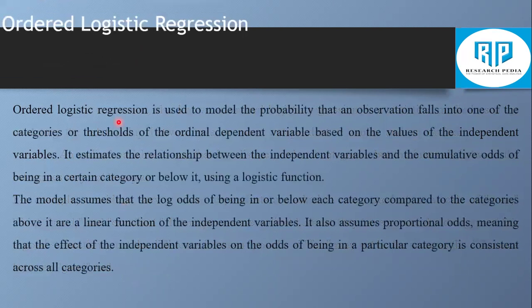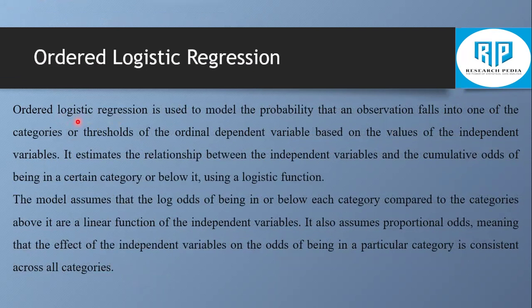In ordinal logistic regression, or ordered logistic regression, it is used to model the probability that an observation falls into one of the categories or thresholds of the ordinal dependent variable based on the values of the independent variables. There is a question from Vakar: are the independent variables ordinal in OLR? Yes, some of the independent variables can also be ordinal.